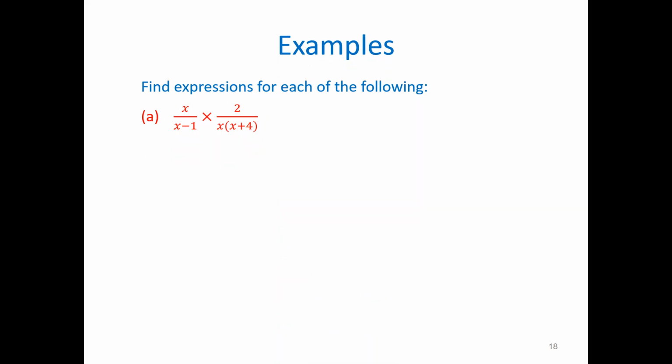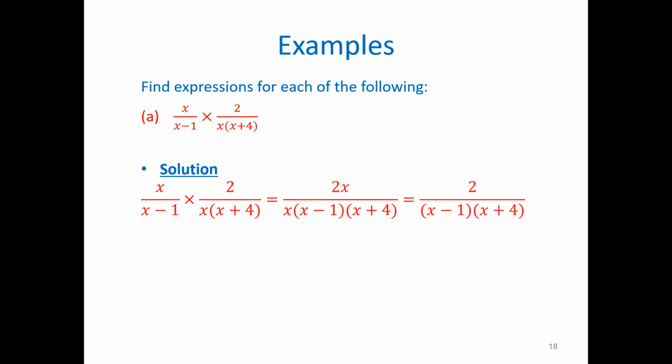Let's have some examples of algebraic expressions or algebraic fractions. Well, the same thing for multiplication. We have to deal with the multiplication operation first. So we multiply numerator by numerator and denominator by denominator. So I can say here the solution, this is the first fraction, this is the second fraction. You can multiply x times 2 is 2x, and then the denominators here will be x, and x minus 1, we put it in a bracket because this is one complete term, and x plus 4 another term.